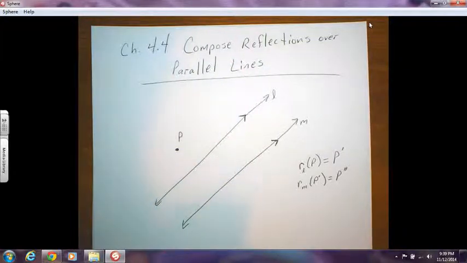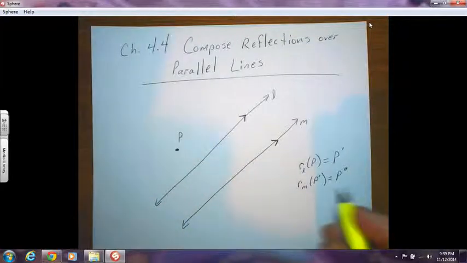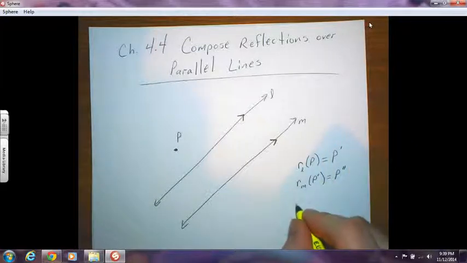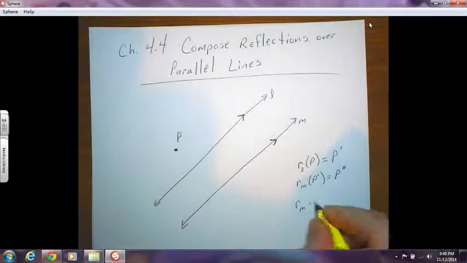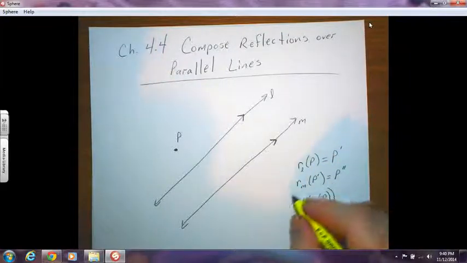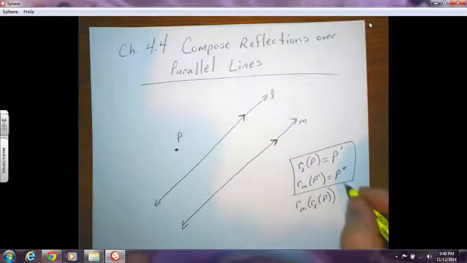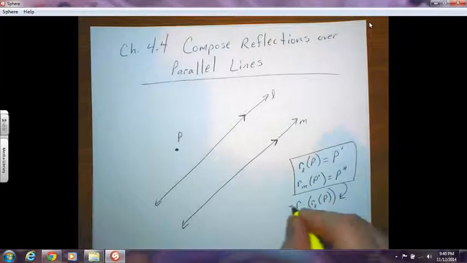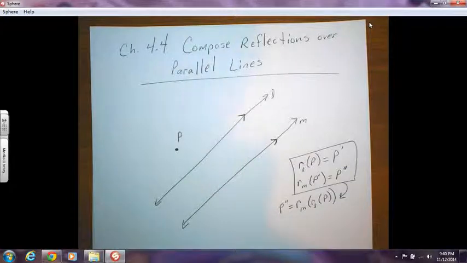So we could actually write this as a composition. And from a composition, the way we would write this is the reflection over line M of the reflection over line L of point P. So these two things together mean the exact same thing as this. And we work from the inside out when we're talking about doing this composition. So those two things together are going to give us this value P prime, and we're going to try to see if we can figure out where that's at.